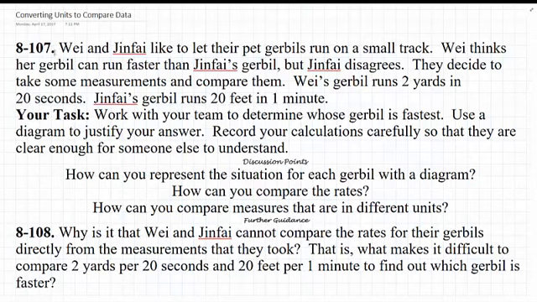So we're going to look at 8-107. This was in 8.3.3. Again, I don't have the page number because I don't have a physical book, but it's 8.3.3. It's in the lesson converting units to compare data.